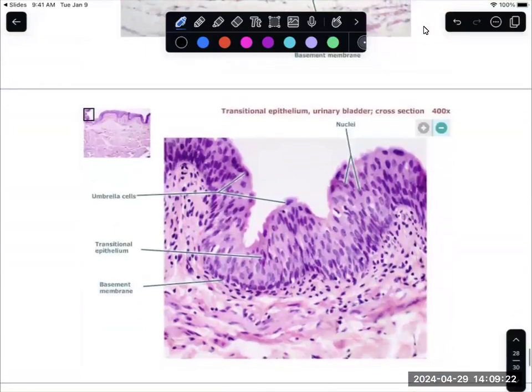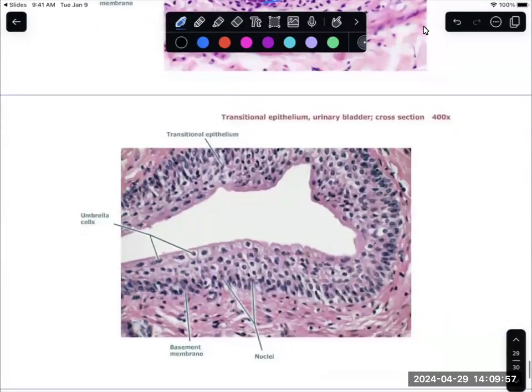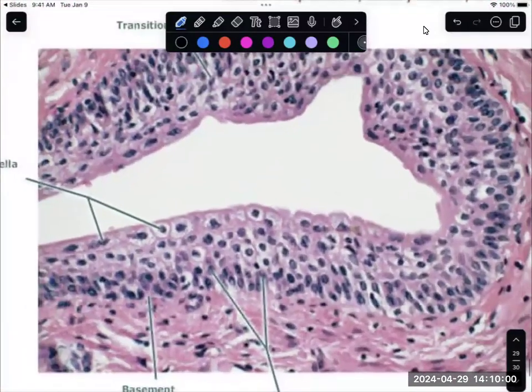Now we have transitional. Transitional, these cells start around here, they go up to here. You can't really figure out what shape these cells even are. Some are flat, some are round, some are cube shaped. But this is going to be tissue that stretches. Here's a better example of this transitional epithelium.